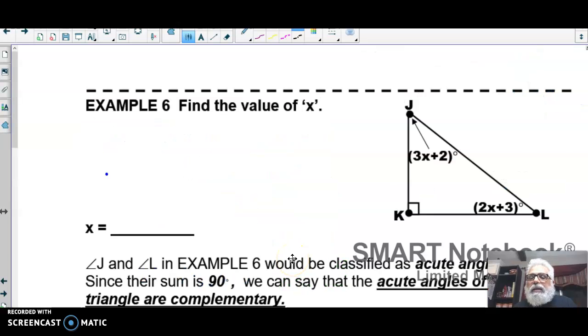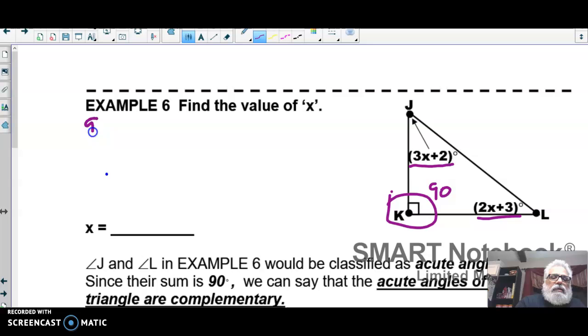I'm going to do an example with a right triangle. It's still the same thing. You've got three angles that we have to add up and set equal to 180. So I'm going to take my 3x plus 2 plus my 2x plus 3. And we all should know that the square in that corner means that it's going to be 90. So we're going to add those three up, set it equal to 180.